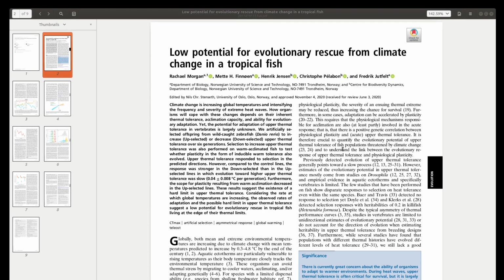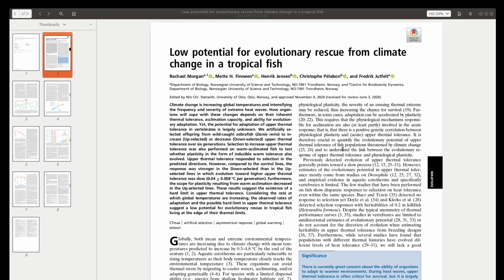And the concern is, is there enough variation in fish populations for species to respond to the increasing temperatures? When those temperatures increase to levels beyond their thermal tolerance, can they evolve in response to become more tolerant of warmer temperatures? Well, in order for them to evolve to become tolerant of warmer temperatures, they need to have variation in the population.